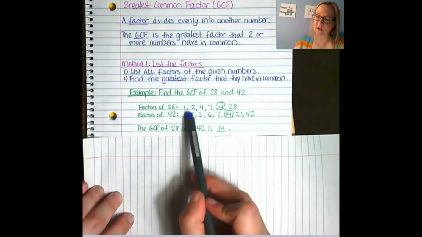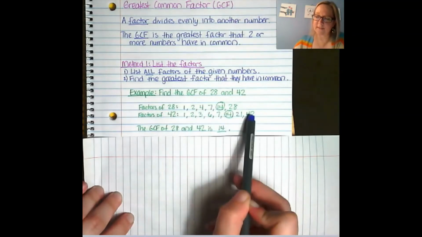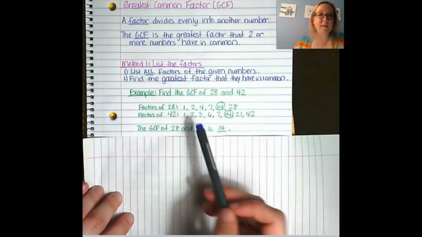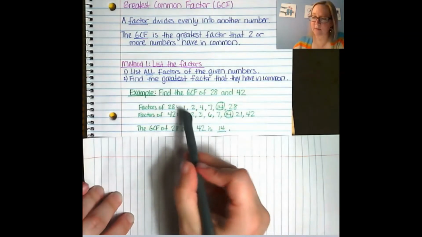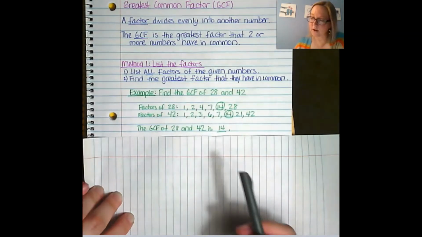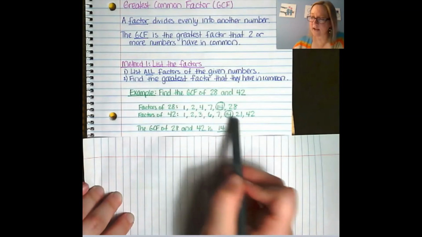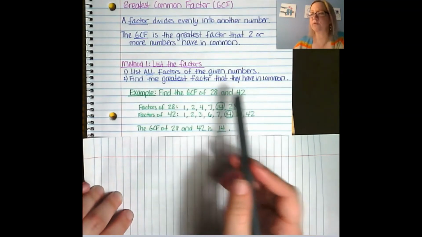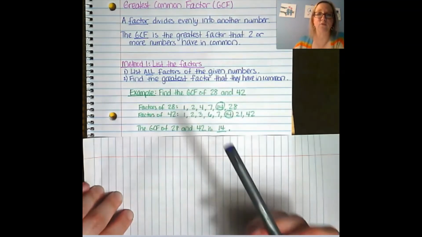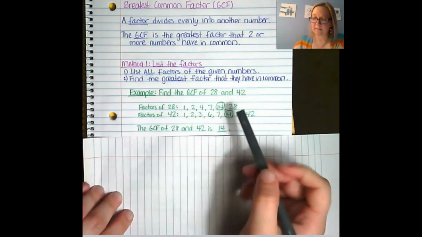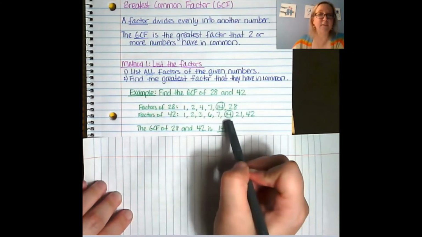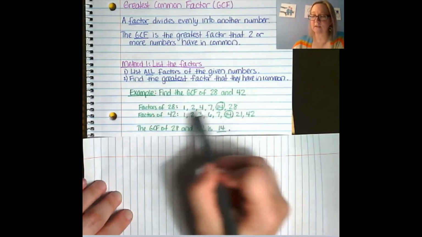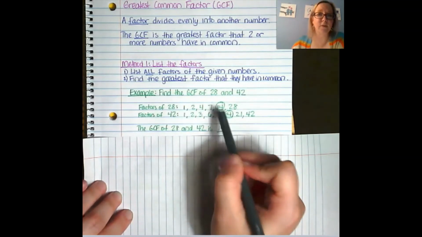Alright, and I noticed when I look at both of these lists, there are several factors that they have in common. They both have 1 in common, they have 2 in common, they have 7, and they have 14. Well, we're looking for the greatest common factor, and the greatest one they have in common is 14. So that's basically how you would use the list method. List all the factors and find the greatest one that appears on both of those lists.